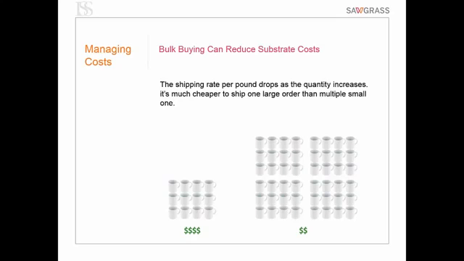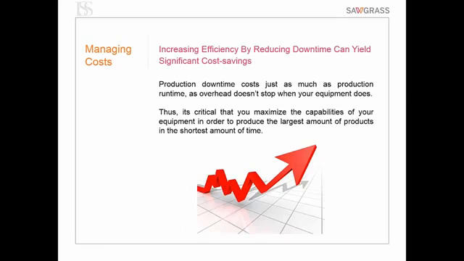So another advantage of buying in bulk is your shipping rate per item goes down. And it's important to always remember that, because getting that merchandise in your hand, you have the merchandise cost and the shipping cost too. So pay attention to that. And then, of course, increasing your efficiency by reducing your downtime can yield really, really good cost savings.